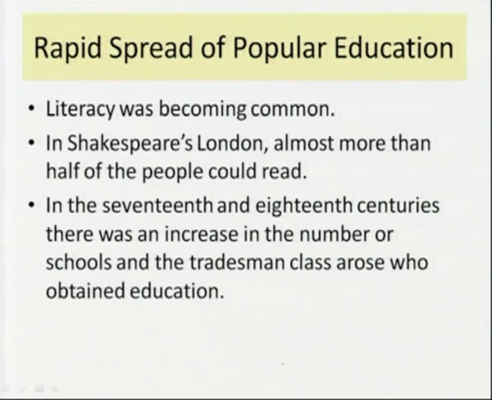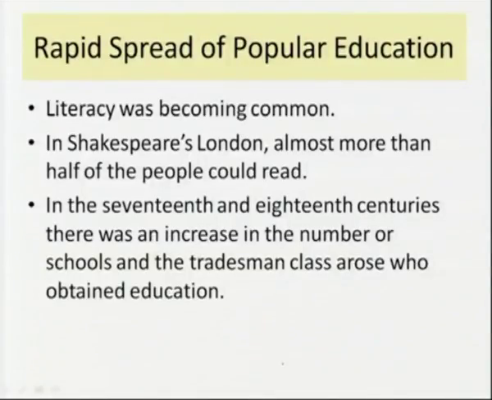Next, we went further and explored the phenomenon of the rapid spread of popular education during that time, and we found that literacy was becoming more and more common. In Shakespeare's London, almost more than half of the people could read. And in the 17th and 18th centuries, there was an increase in the number of schools, and the tradesman class arose who obtained education. The rise of the middle class, particularly with the Industrial Revolution, the rise of the mercantile class, the rise of mercantile capitalism, was also one of the most important phenomena in the history of England.